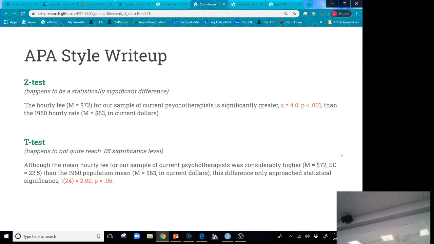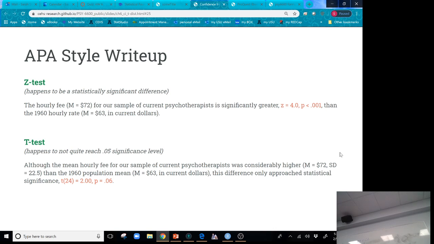So that's how we do Z. With T, we have this extra piece of information. What's the extra piece of information for T? Degrees of freedom. The degrees of freedom go in parentheses right after the T, but before what it is equal to.